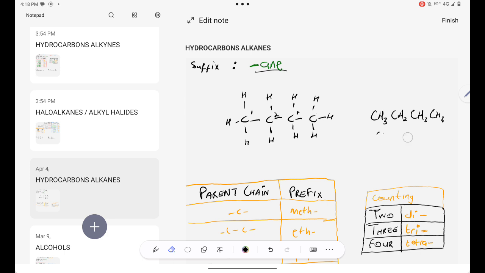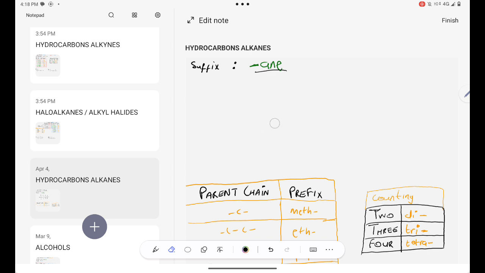But what happens if now you have a side chain? You want to represent it using a condensed structure. Let's say you have methyl propane, for example. At carbon number 1 we have 3 hydrogens. At carbon number 2 you have only 1 hydrogen, and then you have your side chain.